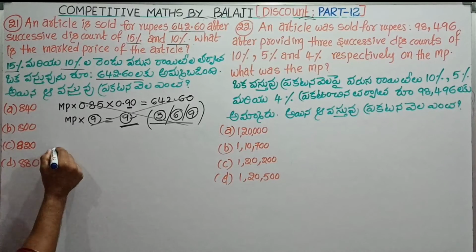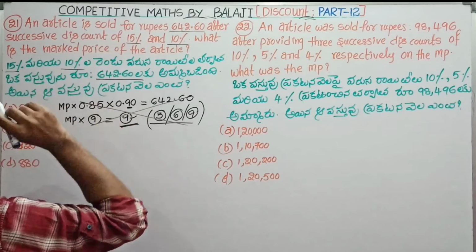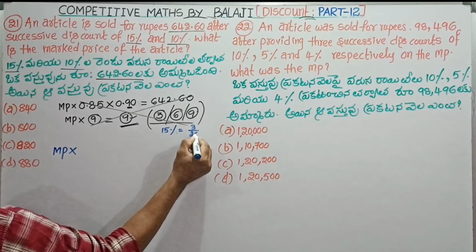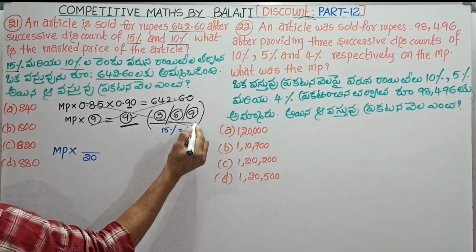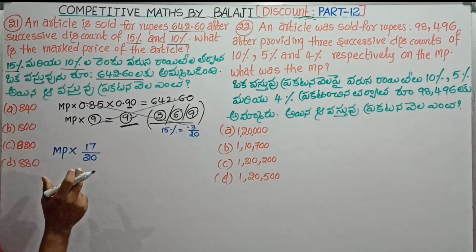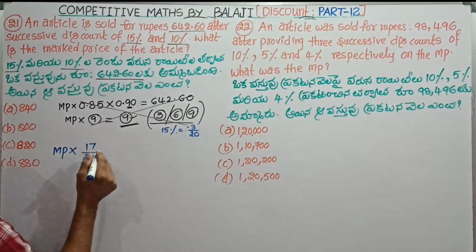Suppose the market price of the article is MP, then 15% discount is allowed. What is the 15% fraction value? This is 3/20. That is, if the market price is 20 units, 3 units is discount, so the selling price is 17 units. That is, the selling price or first reduced price is 17/20 times of the market price.